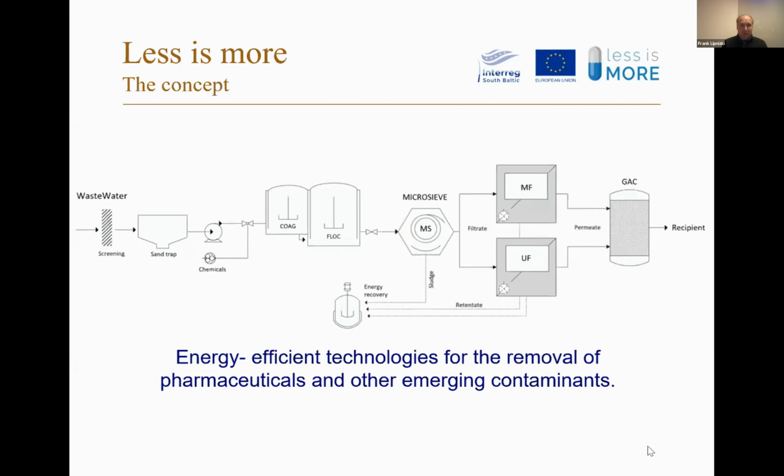What we are coming up with is a concept which combines direct membrane filtration with coagulation and flocculation as an initial step before the microsieving. Then we tested two different types of membrane processes, microfiltration and ultrafiltration, followed by granulated activated carbon, to find out whether this could be a way to at least reduce or even eliminate pharmaceuticals in the outgoing permeate or water from this concept.